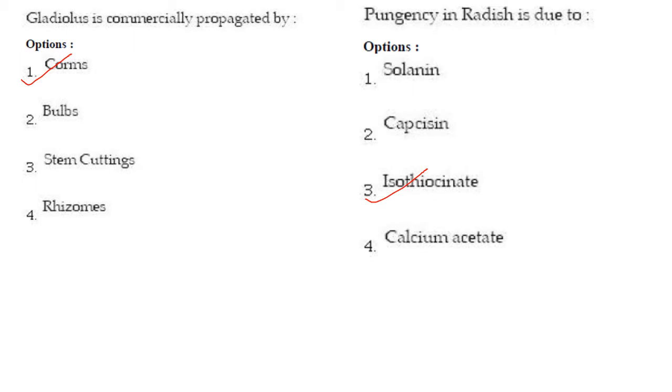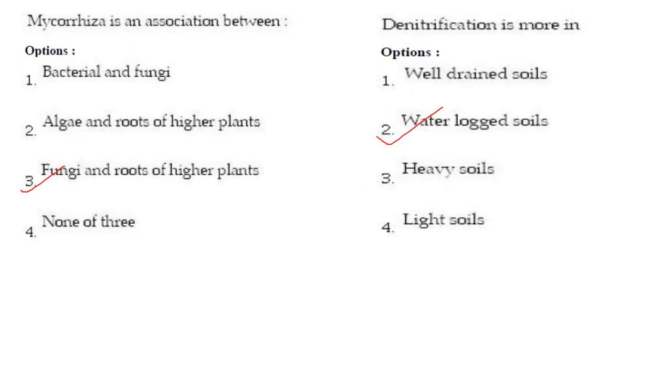Pungency in radish is due to: option 1 solanin, 2 capsaicin, 3 isothiocyanate, and 4 calcium acetate. Answer is option 3 isothiocyanate.